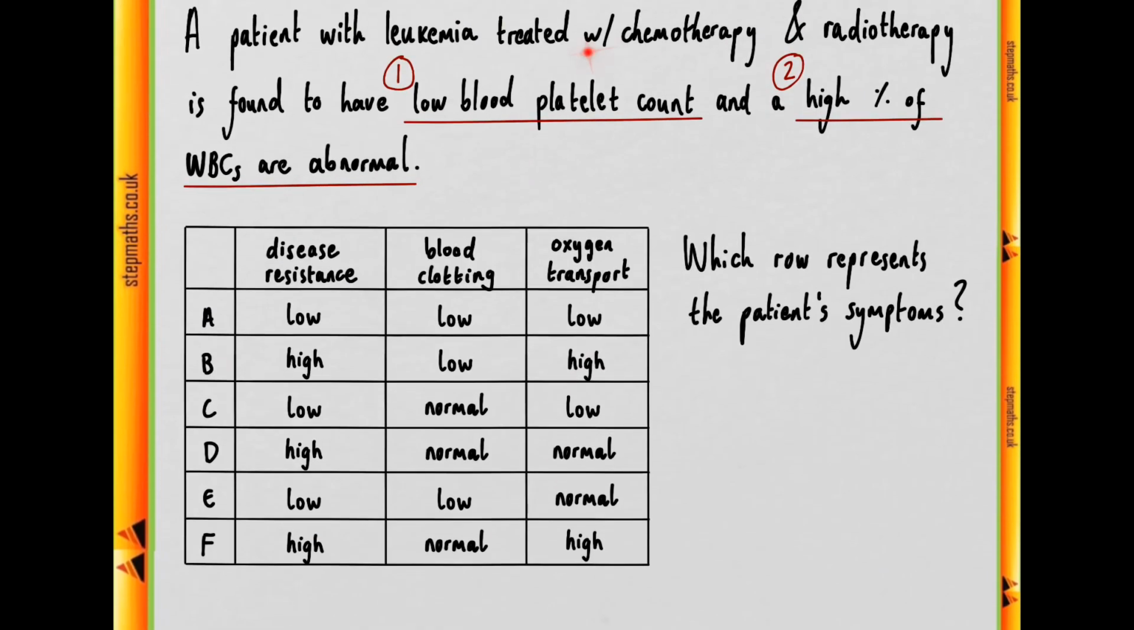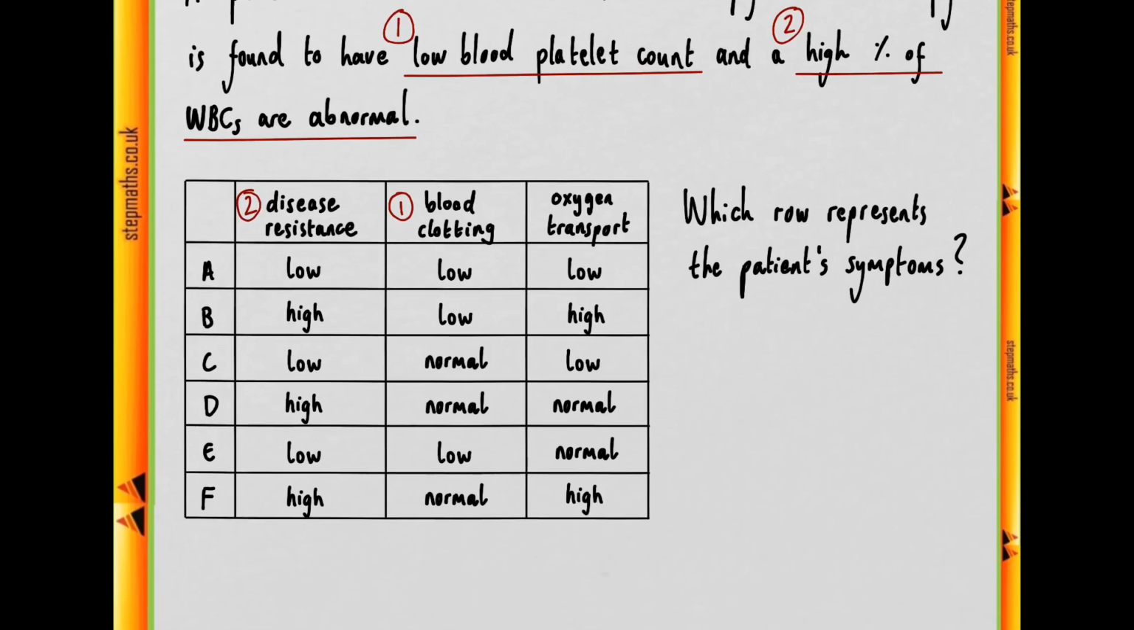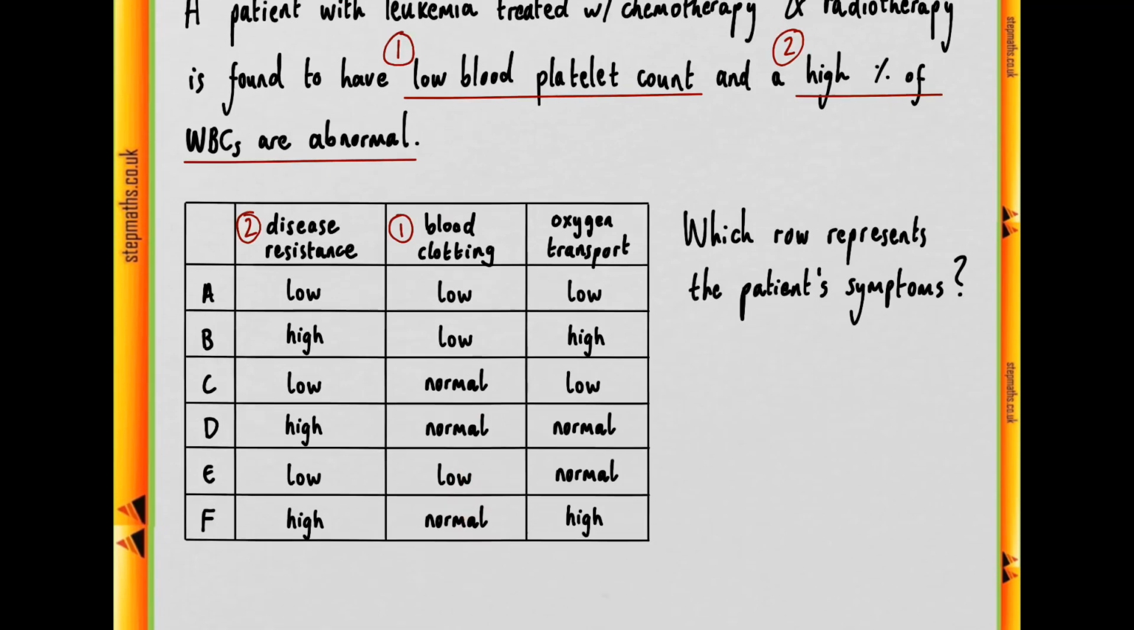Well, we should know that a low blood platelet count would affect blood clotting, since platelets are a key component of the blood clotting process. So this one corresponds to this here. Likewise, we can say that a high percentage of white blood cells being abnormal would impact disease resistance. So that's 2.